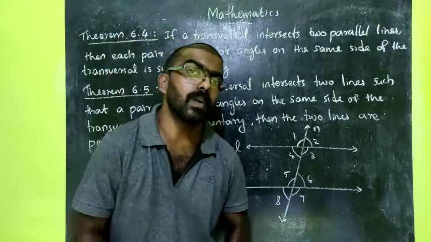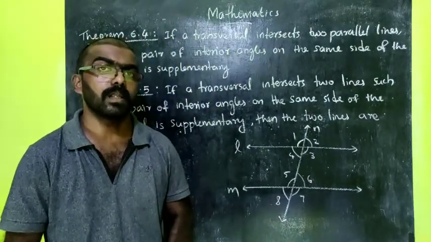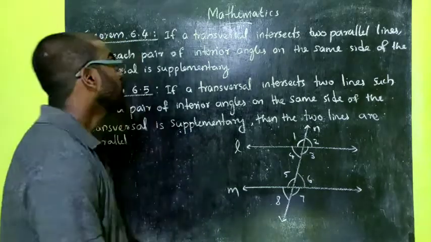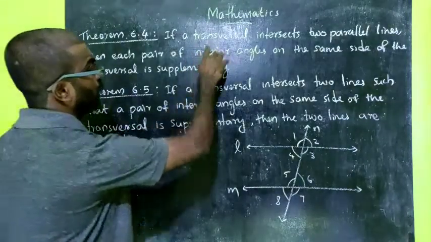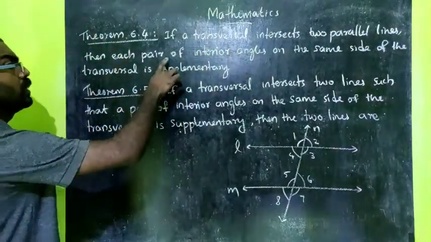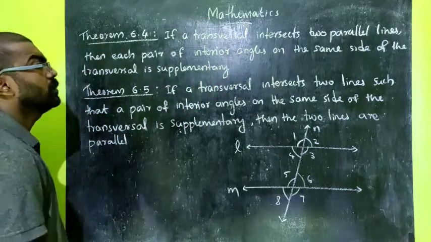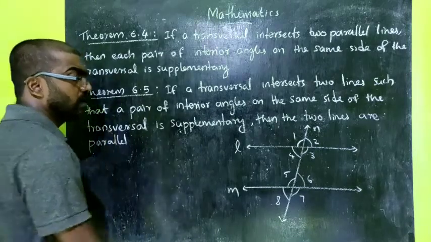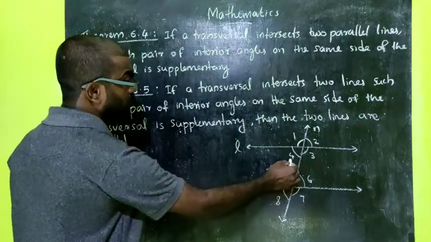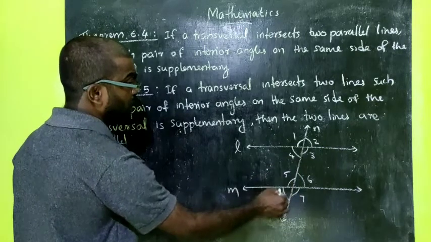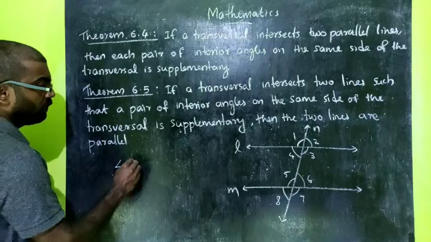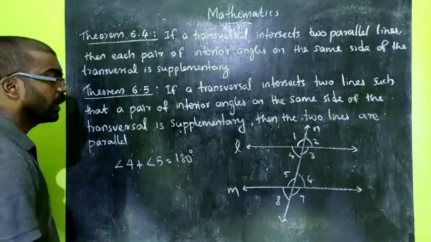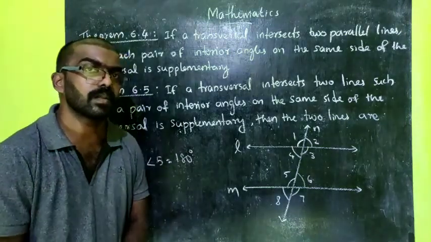Next is a theorem related to interior angles on the same side of the transversal, or co-interior angles, allied angles or consecutive interior angles. So the theorem is, if a transversal intersects two parallel lines, then each pair of interior angles on the same side of the transversal is supplementary. Here the interior angles on the same side of the transversal in this figure are 4 and 5. So we can write angle 4 plus angle 5 equal to 180 degrees.